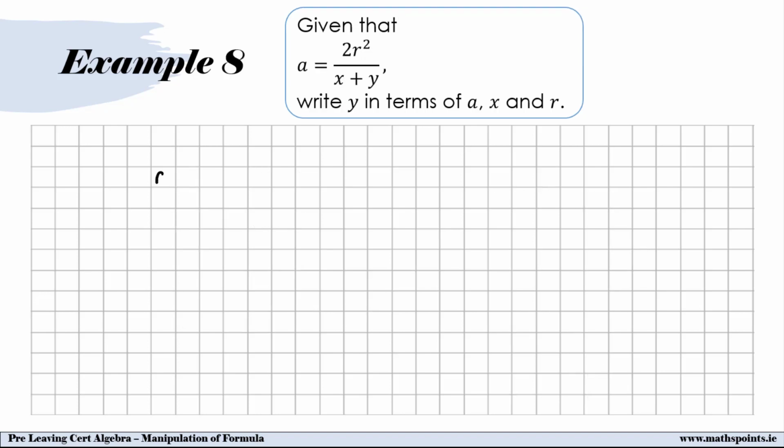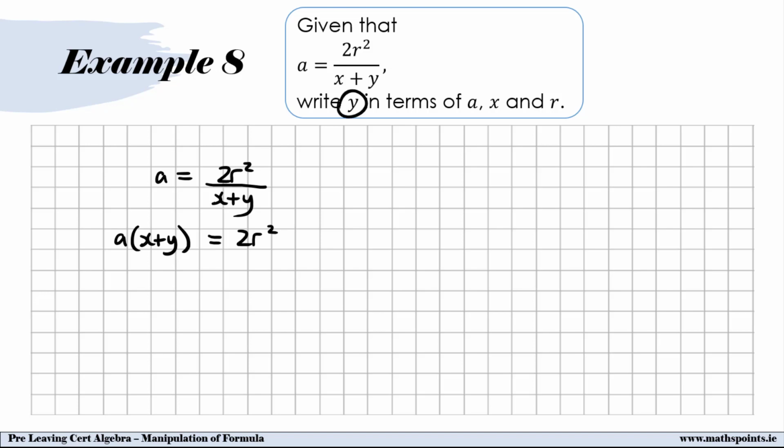Example 8 is another example of a question with fractions in it. So we have a is equal to 2r squared over x plus y. So as we saw in some of the previous examples, the easiest thing to do here is to multiply both sides by the denominator of the fraction. So that's x plus y. So if I multiply the left hand side by x plus y, I have a times x plus y equals, and if I multiply the right hand side by x plus y, that cancels the x plus y, and we're left with 2r squared. So we could find a common denominator, we could cross multiply, but hopefully people can see the shortcut here in terms of just multiplying both sides by the denominator of the fraction we have, and we get a times x plus y equals 2r squared.